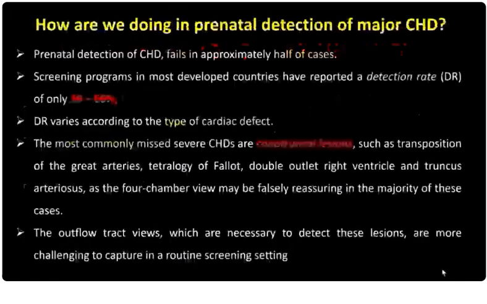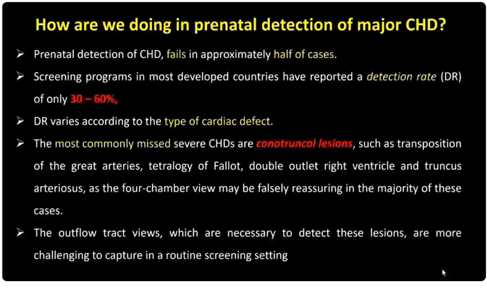This is really important and necessary. So how well do we do in the prenatal detection of heart disease? Unfortunately, if you look at the statistics, despite all the advances in our technical component, our machines getting better, prenatal detection of cardiac anomalies fails in approximately half of cases for major congenital heart disease. Based on screening programs in the most developed countries, the detection varies between 30 and 60%, highly dependent on the type of cardiac defect.